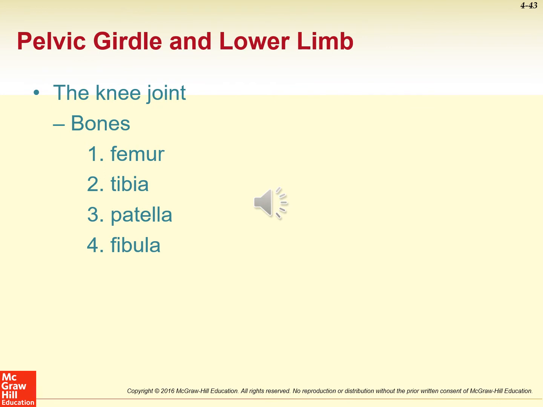All right, so the knee. So your knee is a hinged joint, right? And it has 4 bones. So we have the lower end of the femur, which is kind of shaped like a horseshoe, right? We have the flat upper end of the tibia.